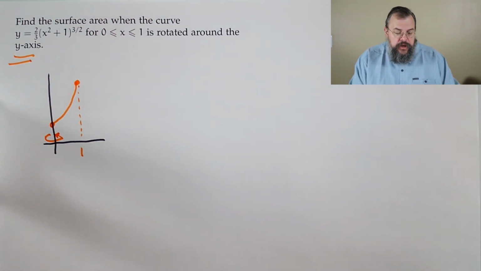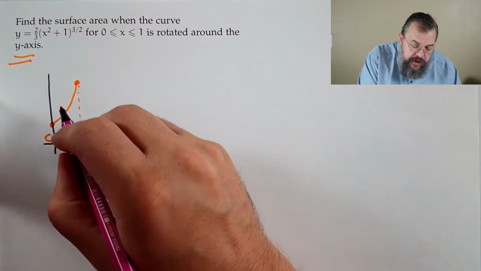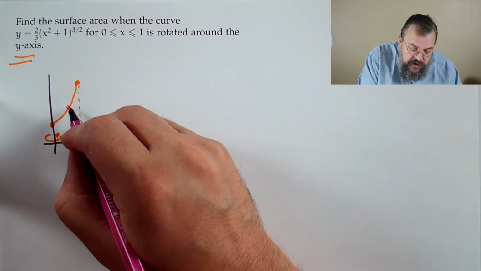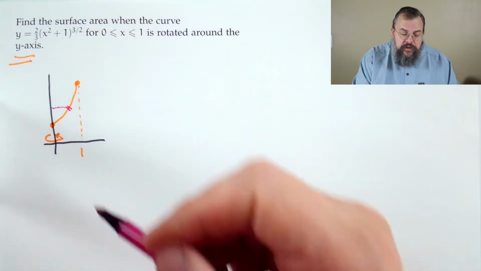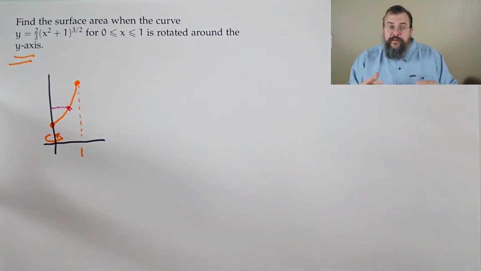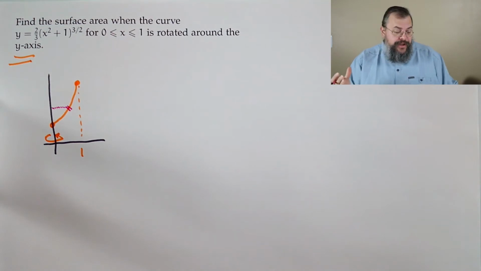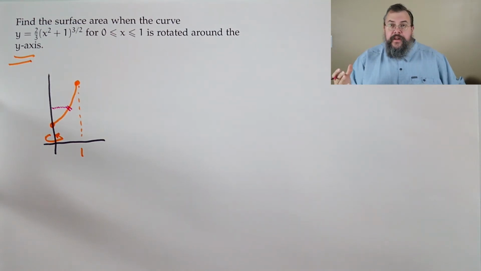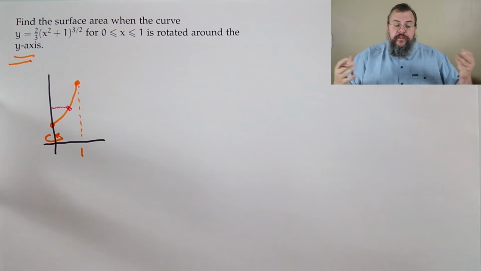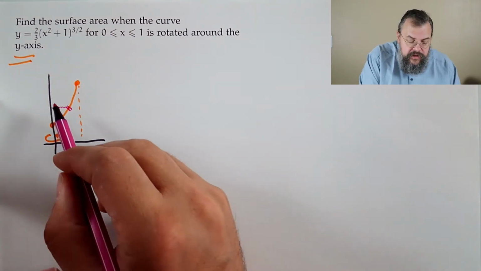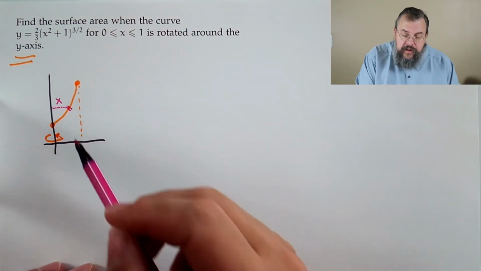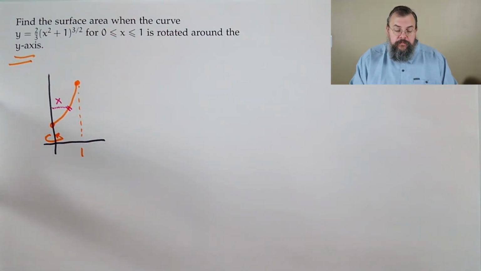So we think to ourselves, let's think about a little tiny piece. So there's our little tiny piece, and we're going to spin it. And so we say, well, what's the distance? Well, first off, what are we going to integrate with respect to? Well, everything so far has been given to us in terms of x. X goes from 0 to 1. Y is a function of x. And so we really should think of things in terms of x. So the distance would be x. That's how far it is to the y-axis.